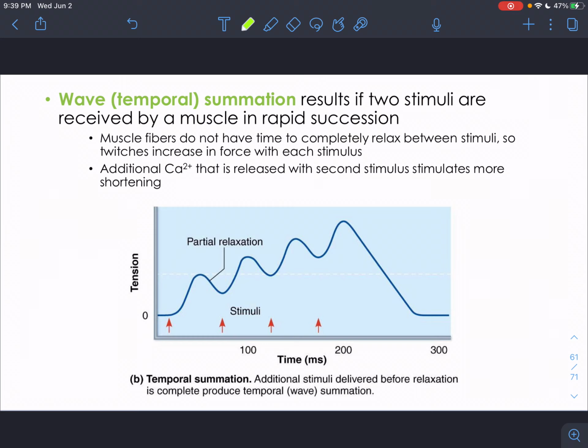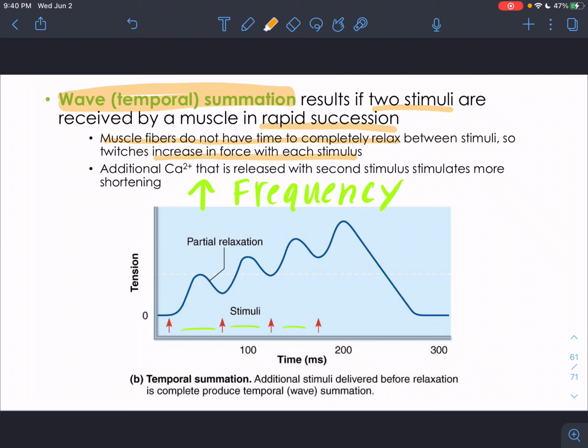Okay, so if we increase the frequency of stimulus, I'm going to write that because I don't think it says here. So if we increase the frequency of our stimuli, meaning we put the stimuli closer together, we have what's called a wave or temporal summation. So this happens if two stimuli are received by a muscle in rapid succession. So again, increasing the frequency. So what happens here is muscle fibers don't have time to completely relax between the stimuli. So the twitches are going to increase in force with each stimulus.